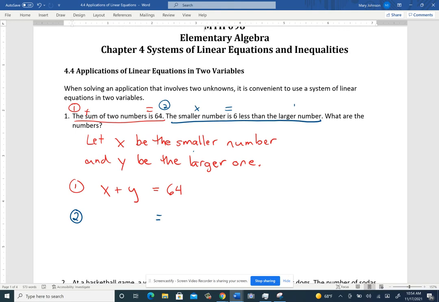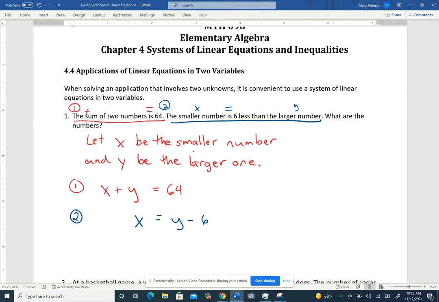Larger number is y, and it says 6 less than the larger number. So this is where you have to be careful because subtraction is important to get the order correct. If you have 6 less than something, you have to have the something first, and then you take 6 away from it. So 6 less than the larger number would be y minus 6. And then the smaller number would be on the other side. Okay. So there we've created our system.